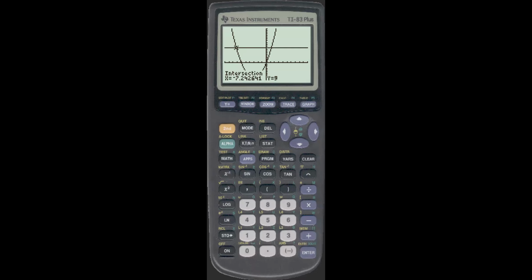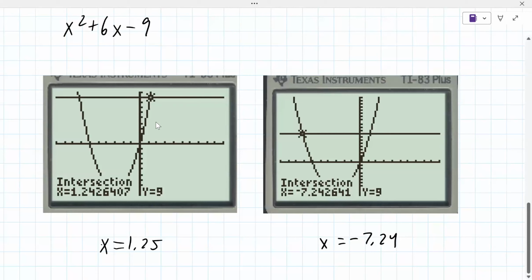What I did here is I grabbed 2 snips of each of those intersection points. It says to round to the nearest hundredth. That's 2 decimal places in both cases. And there's your answer. Any questions on that? Thoughts on that? Okay.